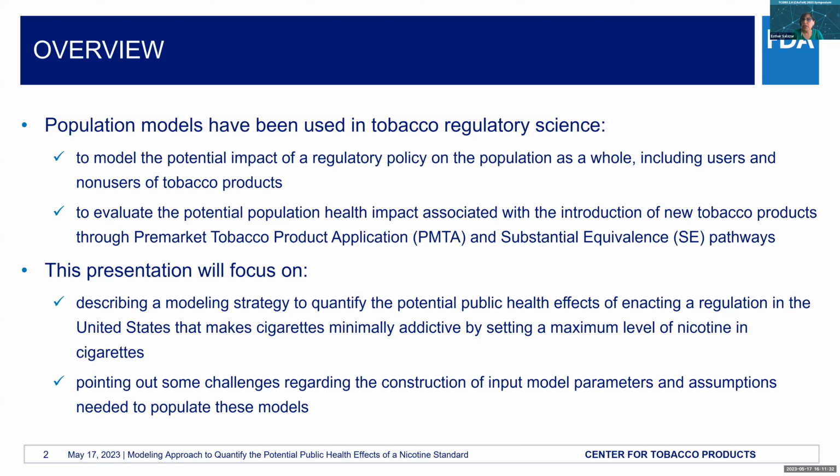Today, I will especially focus on the use of a modeling strategy to quantify the potential public health impact of enacting a regulation that makes cigarettes minimally addictive by setting a maximum level of nicotine in cigarettes, called the nicotine product standard. Since this modeling strategy, as well as other modeling approaches, rely on assumptions and construction of input model parameters, I will also point out some challenges researchers are facing to populate these models.